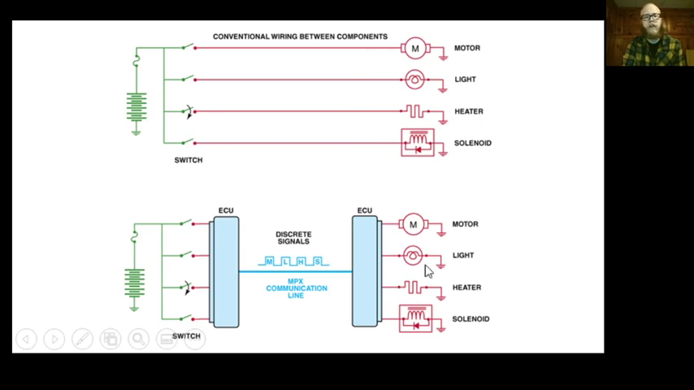Down at the bottom, I have an electronic circuit, and this electronic circuit really starts to change the way that we think about electricity in cars. So at the top, these switches are circuit control. If I push that switch, the motor will spin, the light will glow, the heater will warm up, the solenoid will create magnetism and open and close something. But it's all dependent on this switch right here. This is the only thing that can either turn it on or turn it off.